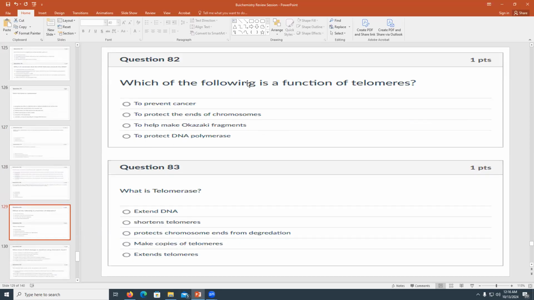Which of the following is a function of the telomerase? The telomere is like the plastic piece at the end of a shoelace. That plastic piece is protecting your DNA strand from being deteriorated. It protects it from deteriorating.